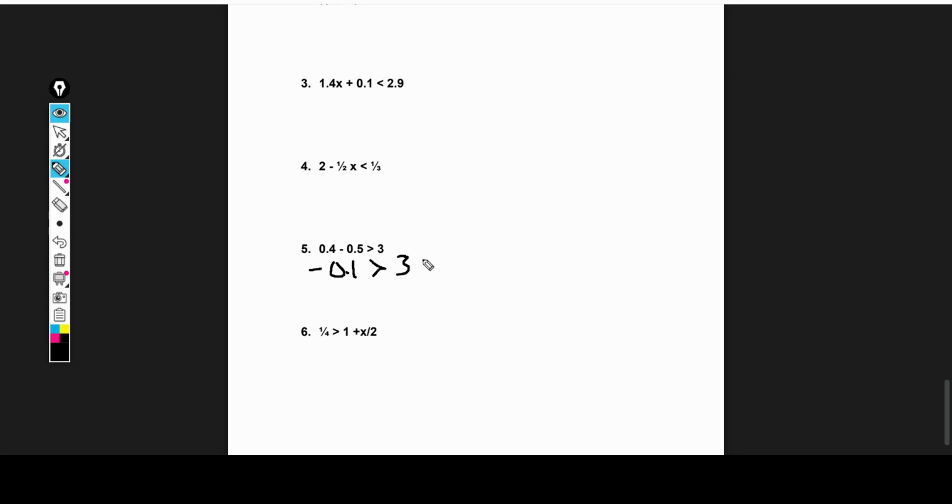Is negative 0.1 greater than 3? Well, it's not. It's a negative number. Negative numbers are always smaller than positive numbers. So that means this is not true. And so in fact, there are no real solutions for x. In fact, there are no solutions at all. So we'll just say no solutions, because no matter what I put for x, it doesn't change the fact that this inequality will always be false.